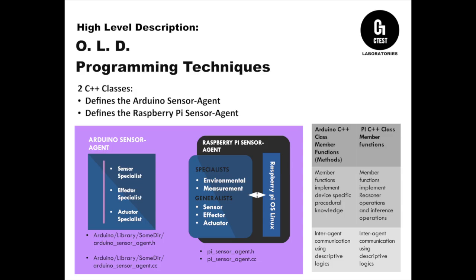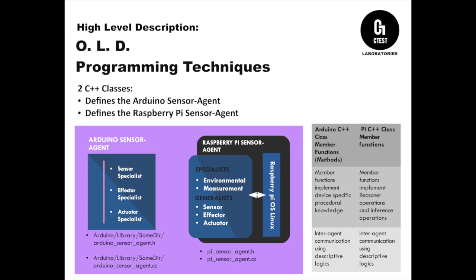On the Pi, the member functions implement reasoner operations and inference operations. So it's a higher level kind of logic programming thing. And it's important for me to say at this point that although the member functions, or methods sometimes as they're called, are C++, the implementations of those member functions call Prolog in a lot of instances.